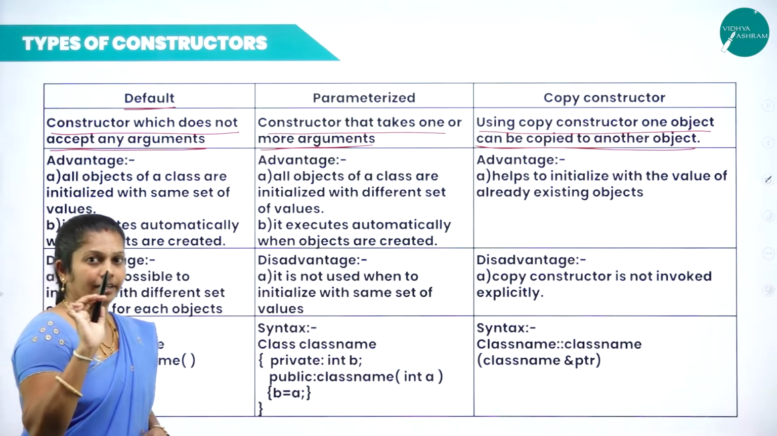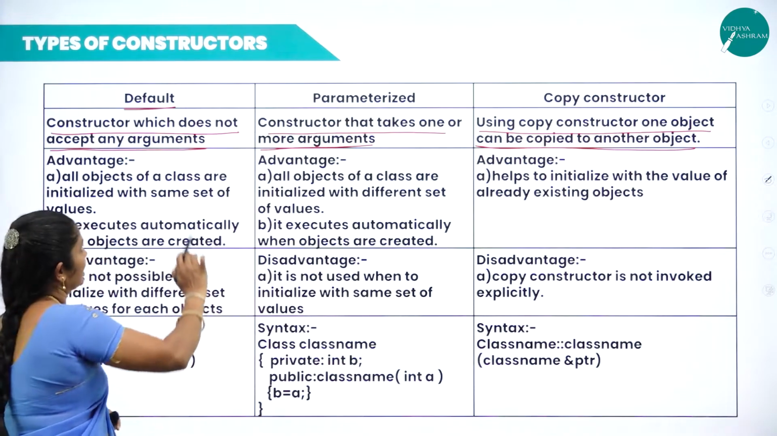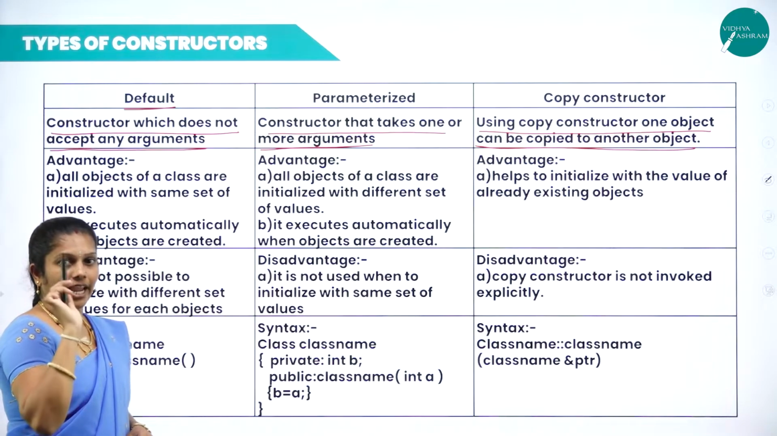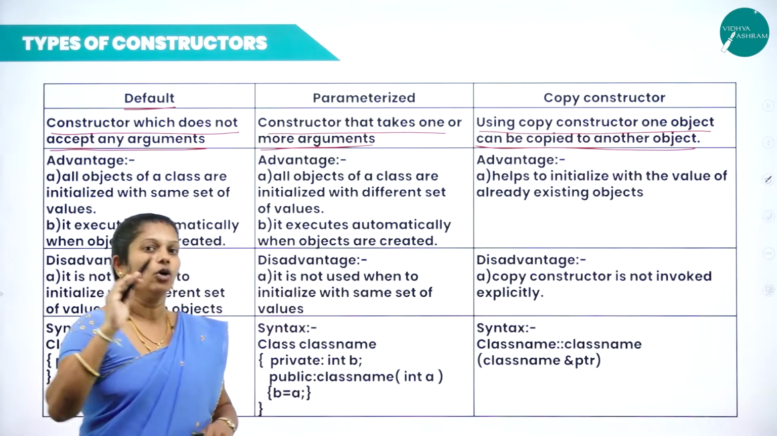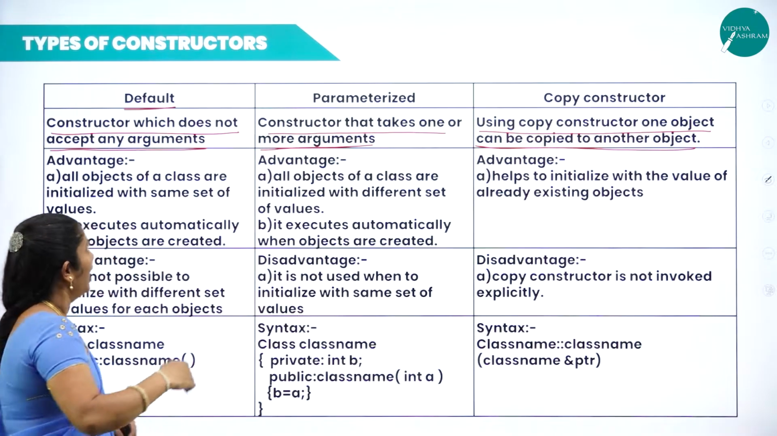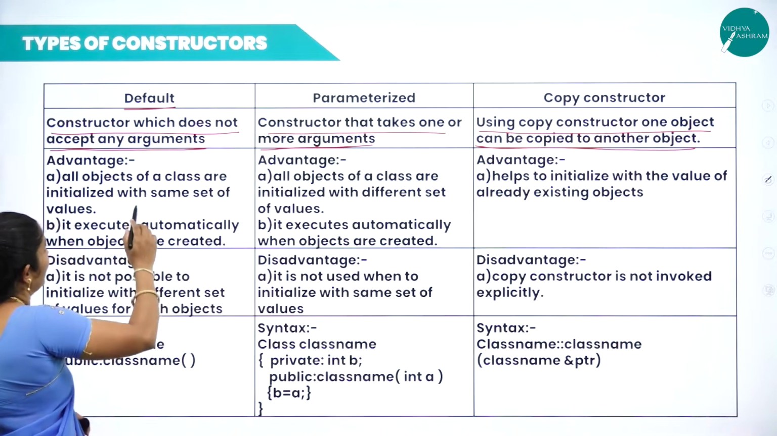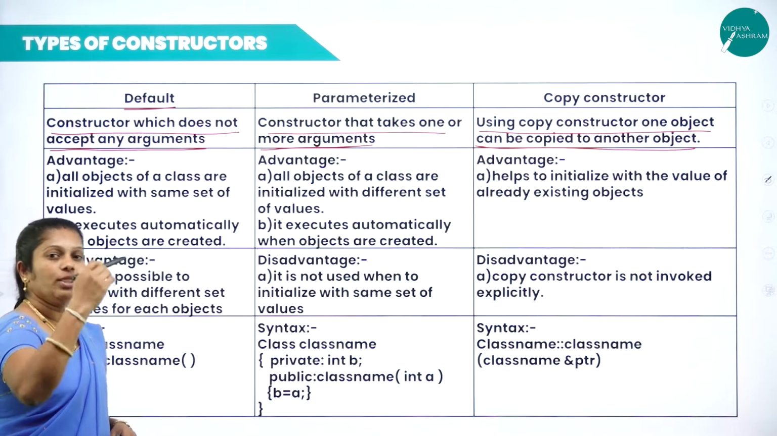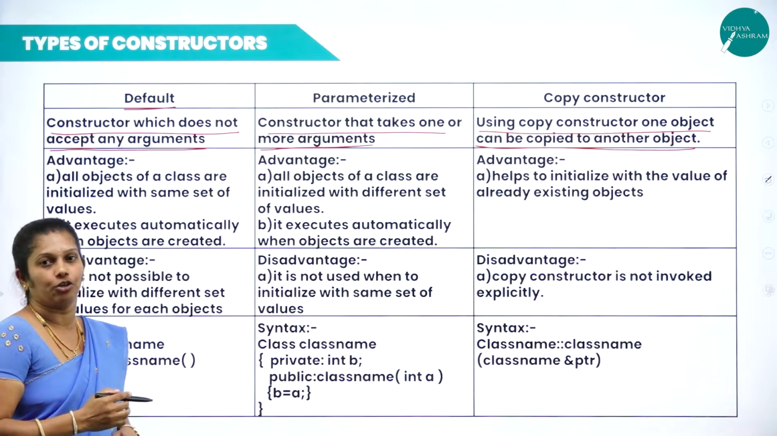Three types: default, parameterized, copy. In default, it does not contain any arguments. In parameterized, it contains arguments, whereas in copy constructor, copying from one object to another object. And when we come to advantages, the main advantage, especially in default constructor, is that however many objects you have created, all the objects are initialized by the same set of values.